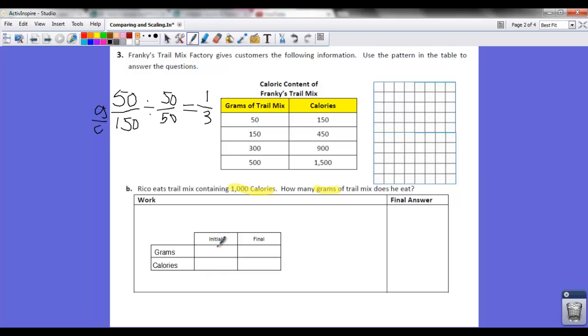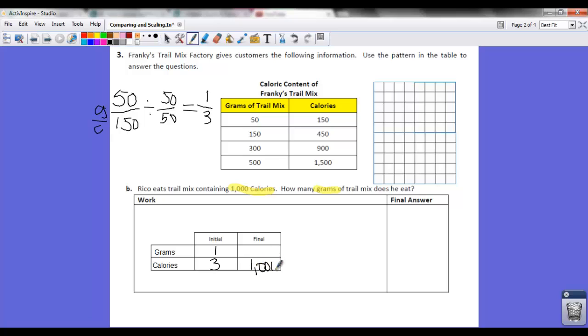So for our initial, it says how many calories does she eat. My goal is to figure out the amount of calories she consumes, so my goal is to figure out this right here. For our final, it says she eats 75 grams of trail mix. Now my question to you is: is the 75 going to go in the numerator or the denominator? It's going to go in the numerator, because that's the amount of grams she consumes, and the calories go in the denominator. So right here we will have 1,000.